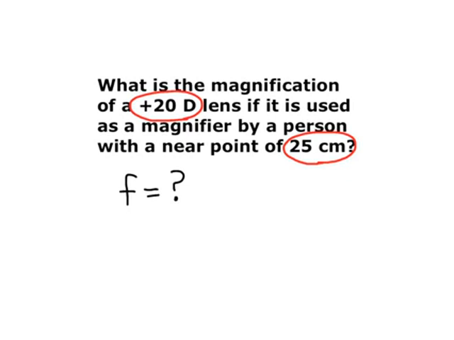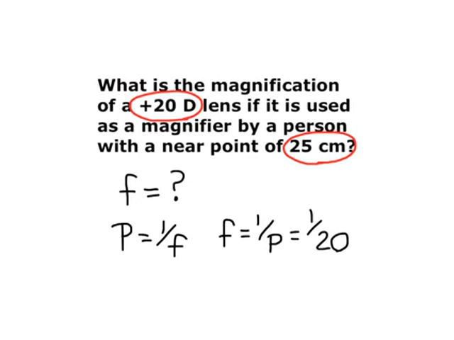Okay, remember that the power of a lens is defined as 1 over the focal length, where the focal length is in meters. And so that tells us that the focal length in meters is just equal to 1 over the power in diopters. In this case, that's 1 over 20, so the focal length is 1/20th of a meter, or 0.05 meters, or we can also write it as 5 centimeters. That's going to be a crucial number for us.